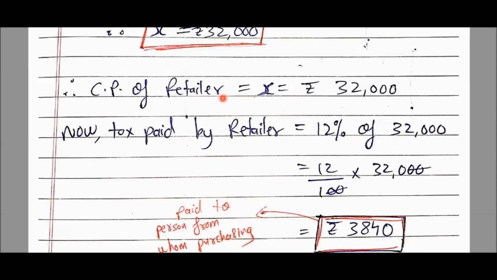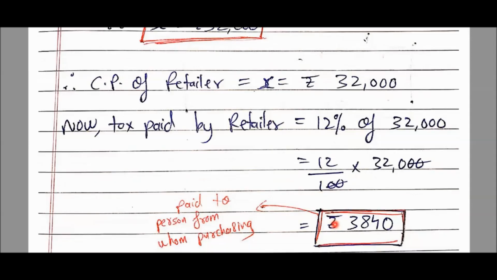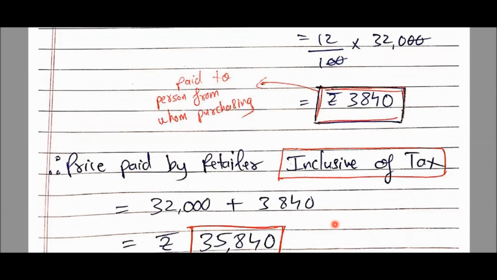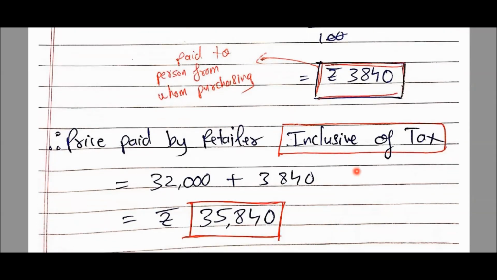So now I just need to add these two figures, 32,000 with this. Okay, students. So total price paid by the retailer inclusive of tax is 35,840. Hope you all are understanding. Please pause the video and do it. Let's proceed further.